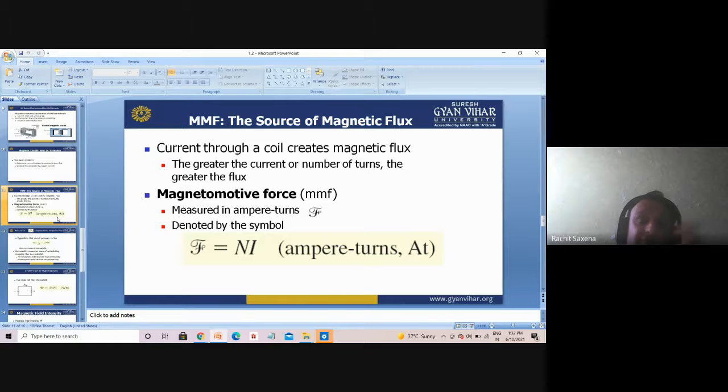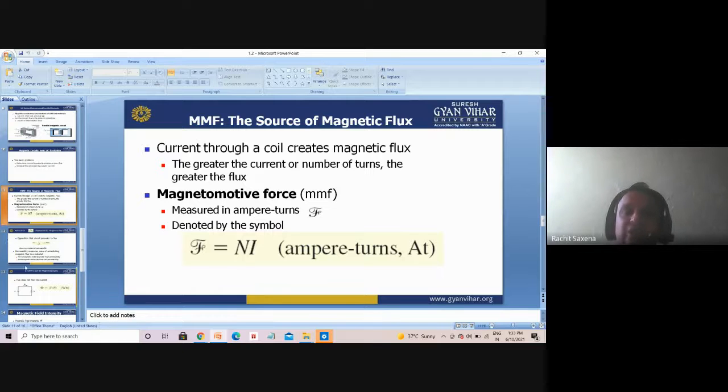What is MMF? The source of magnetic flux. As I told you earlier, in a coil, if we give a current, it converts into ampere turn, because current flows in the turns. So N into I is the ampere turn. That ampere turn and the reluctance present in the circuit generate the flux. So the MMF is the source of magnetic flux.